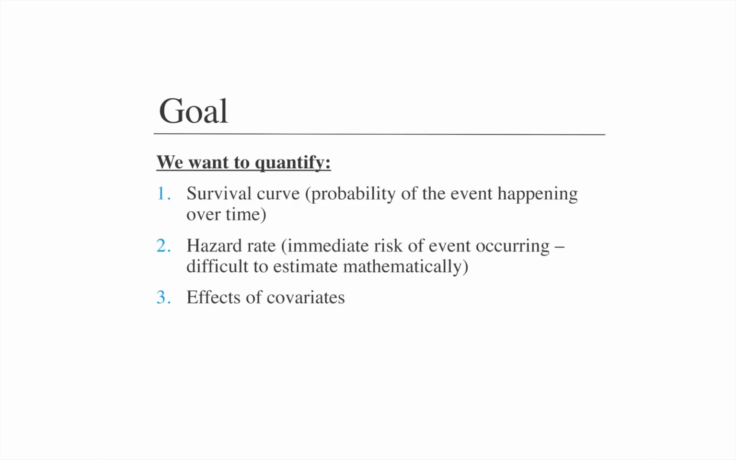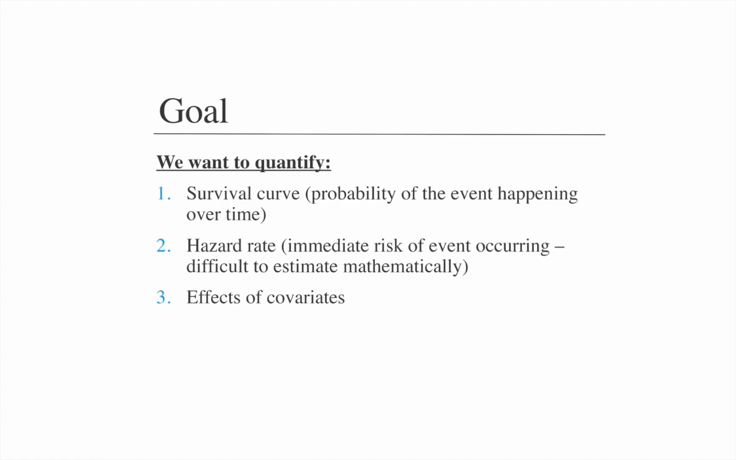Something else that can become very interesting is the hazard rate, and you can think of this as the immediate risk of an event occurring. This one is a little trickier because it's difficult to estimate mathematically, so it's not as straightforward as some of the other estimates, like the survival curve. And lastly, we of course want to know how different covariates and measurements might affect the time to survival. For example, cancer patients might have some kind of treatment that we think prolongs how long it is until cancer recurs. So these 3 things are something we're very interested in.